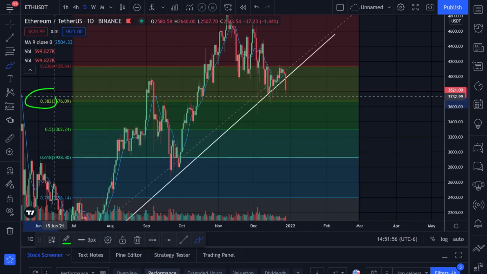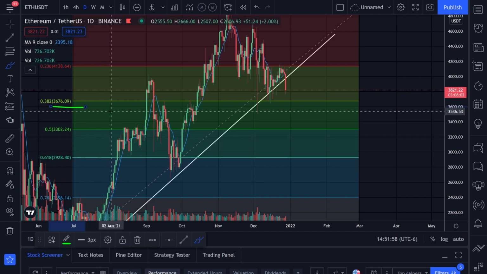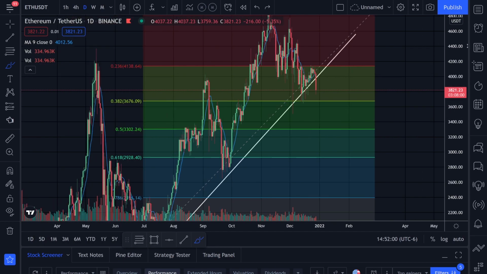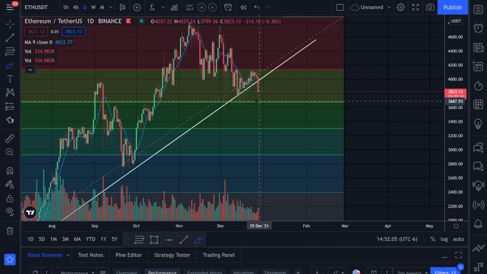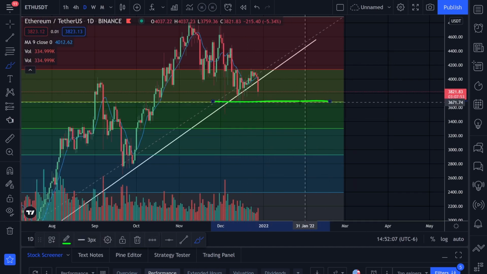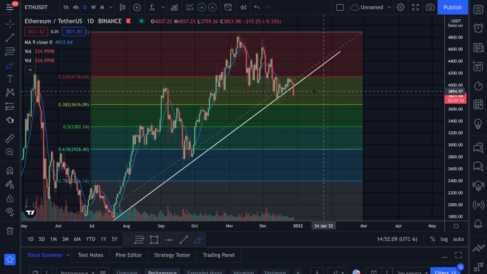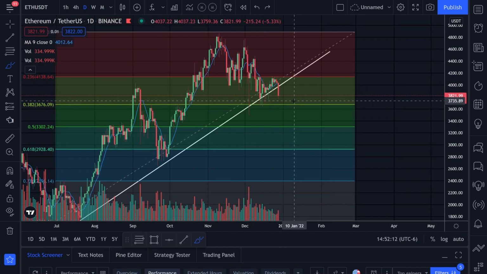So yeah, the 38% level is sitting around 3,676 right now on the way I set it up. You could do it on your own chart and look at it, but I was looking at 3,700 somewhere around here, and I'm kind of curious if we're going to hit that. It looks like we're coming in to hit that right now.